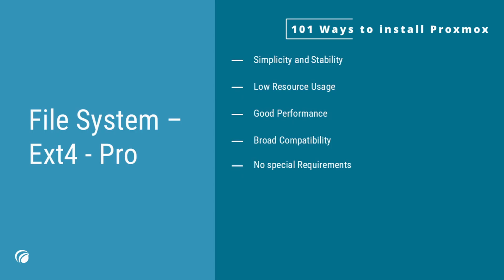So what are the pros of ext4? Simplicity and stability on the most mature and widely tested file system in Linux. It's stable and reliable. It has low resource usage and uses a lot less RAM and CPU than ZFS. Its performance is good for most workloads, especially with SSDs and small to medium-sized VMs. It has broad compatibility with almost all Linux tools and backup utilities. Unlike ZFS, you don't need special ARC memory or tuning.